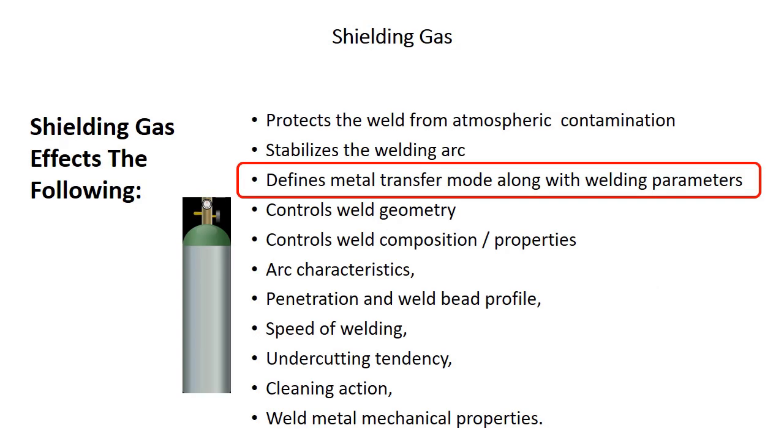The shielding gas really comes into play when we're talking about the transfer mode. So the effective shielding gas, I'm not going to read the whole slide. This is probably the one time I don't. But the shielding gas defines the metal transfer mode along with the welding parameters. So if you don't have argon in your shielding gas mixture of at least 80%, you're not going to be able to get into spray arc. You're going to be stuck in either globular or short arc.